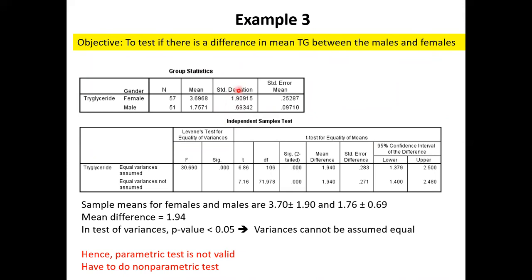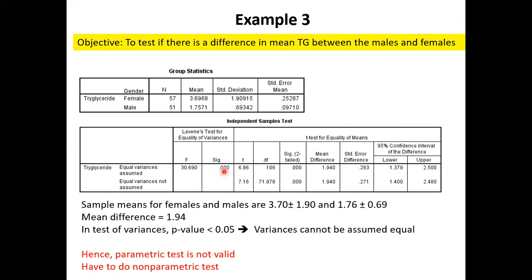Now look at the standard deviation. What is the square of 1.9? Almost 4. What is the square of 0.7? Roughly 0.5. So 0.5 and 4. Are they very different? Yes. That's where the p-value comes in.